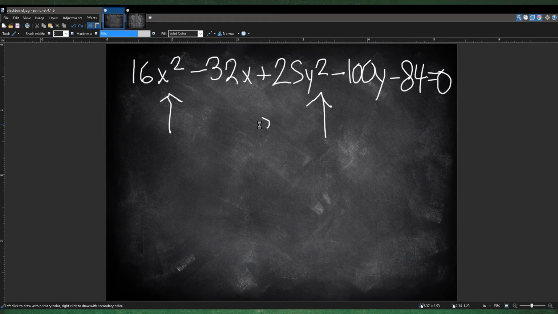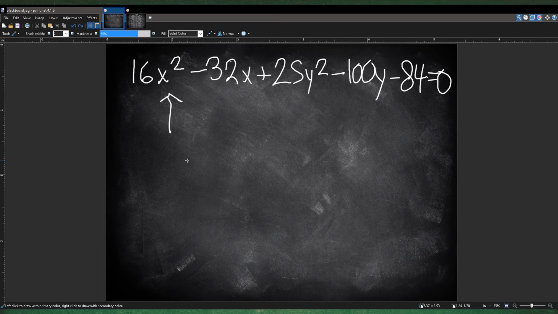It's either both positive or both negative. If it's different signs, like one is negative and one is positive, then it's going to be a hyperbola. A hyperbola has an x squared term and a y squared term with different signs. An ellipse has an x squared term and a y squared term with the same signs, basically.